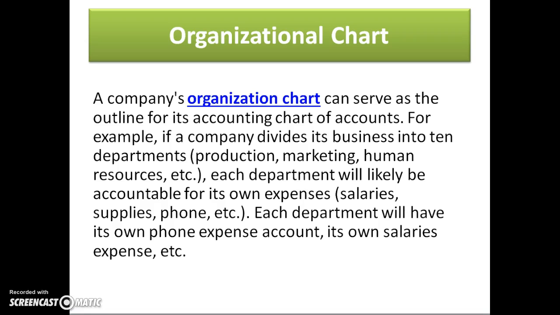For example, if a company divides its business into 10 departments, production, marketing, human resources, etc., each department will likely be accountable for its own expenses, salaries, supplies, phones, etc., and each department will have its own expense accounts, its salary accounts, and so on. So they can actually have their own departmental financial statements that will ultimately be combined to form the company-wide financial statements.